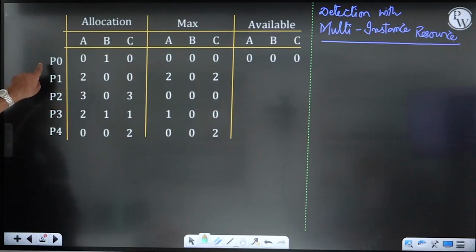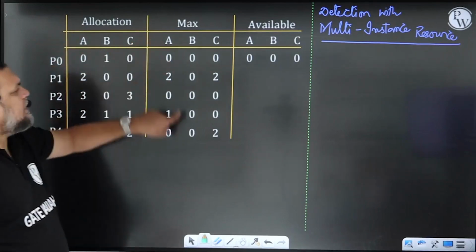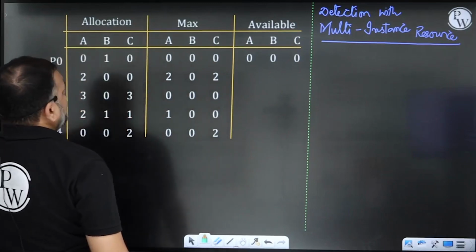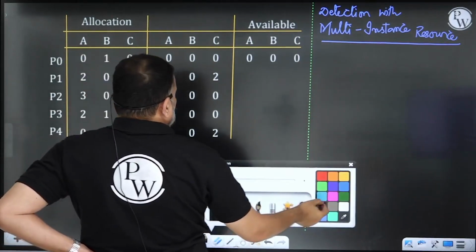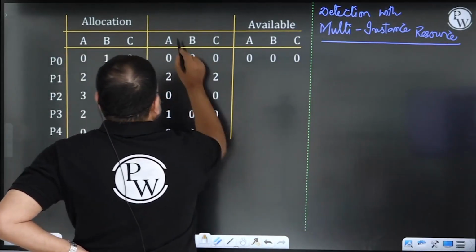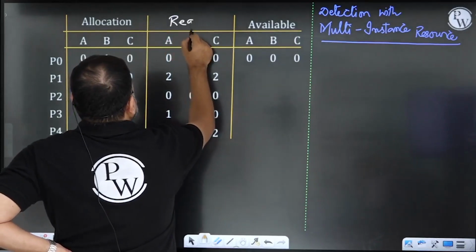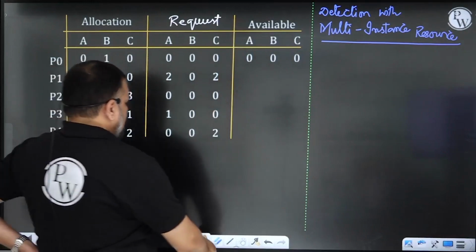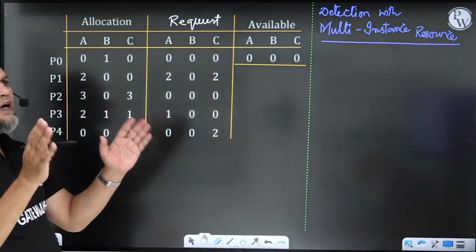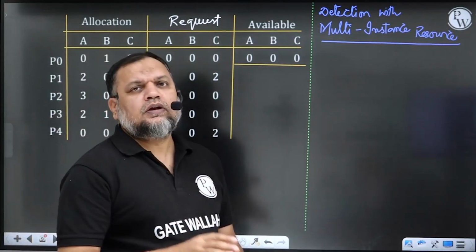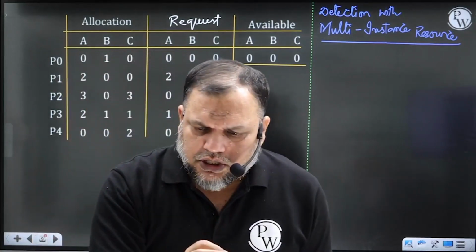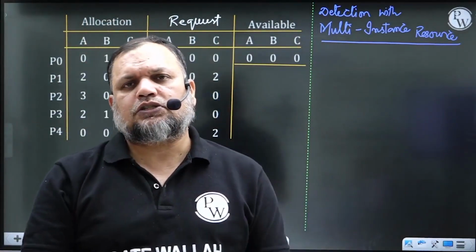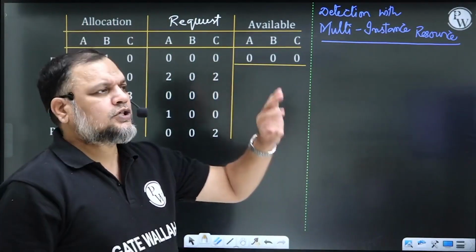We have processes, allocation matrix, and request matrix. No, here I should not have maximum. Allocation, and this is called the request matrix, and then available. Here we will not have maximum, here we will not have need, only the current allocation to the process and what is the request, that's it. These are the data structures for deadlock detection with multi-instance.